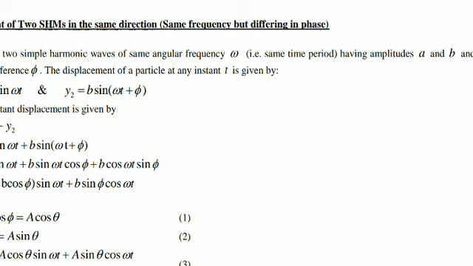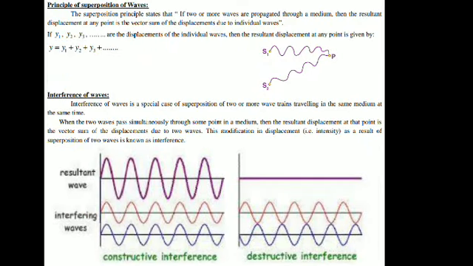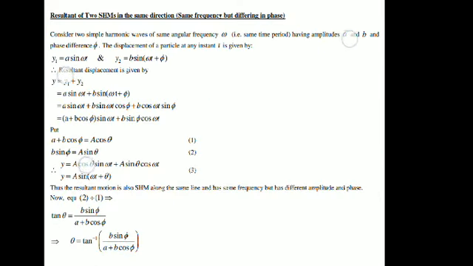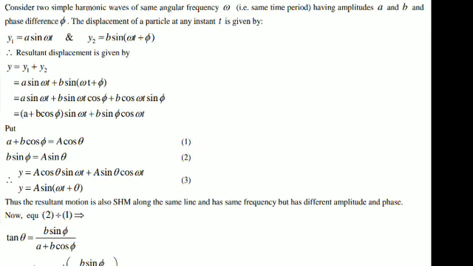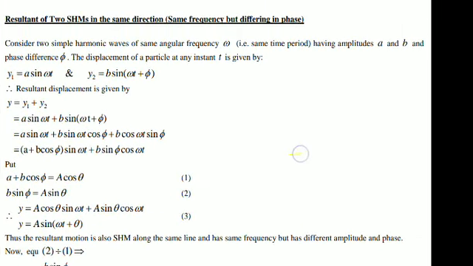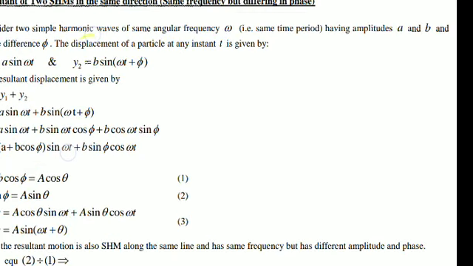These two simple harmonic waves will be of the same frequency, but the phase of one wave will be different from the phase of the other wave. Let us consider one of the waves represented by y1, so y1 is equal to a sin omega t. This is the representation of a simple harmonic wave, where omega is the angular frequency, a is the amplitude, t is the time, and y1 is the displacement of that particular particle, not necessarily along the y direction, because we are normally discussing longitudinal waves.